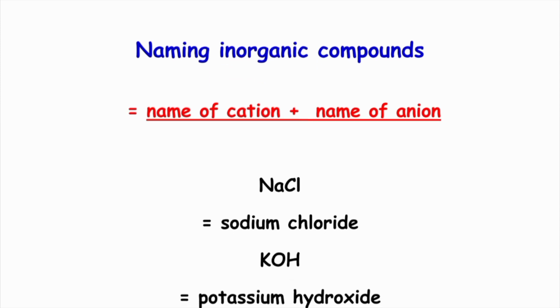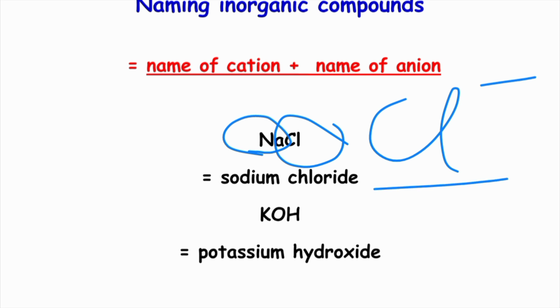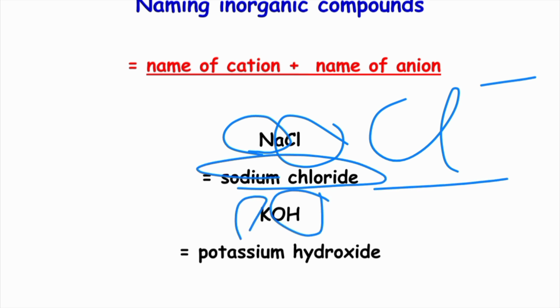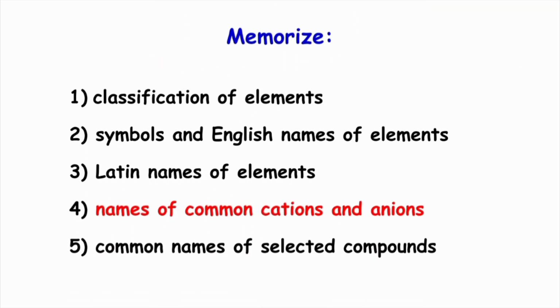Naming inorganic compounds: name of cation plus name of anion. If the cation is sodium and the anion is Cl negative, chloride, this is sodium chloride. This is potassium and the anion is hydroxide, so this is potassium hydroxide. Memorize this.